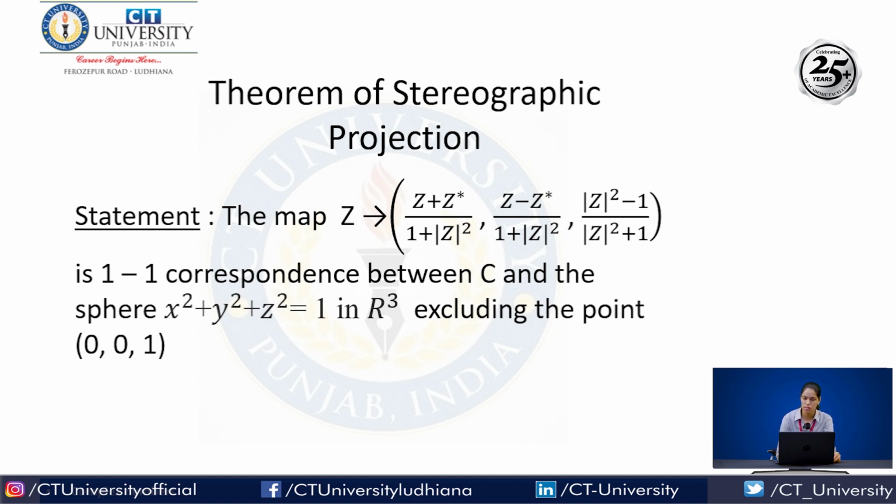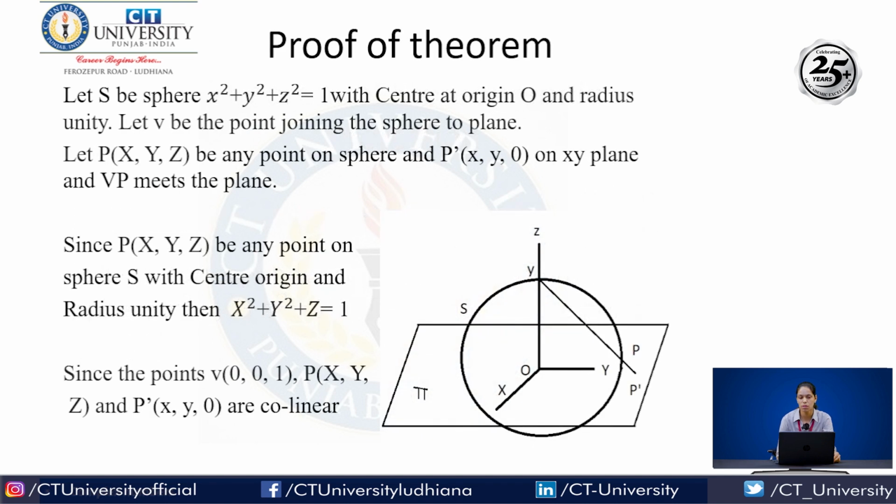This map is a one-to-one correspondence between the complex plane C and the sphere x square plus y square plus z square equals 1 with unit radius in R cube, excluding the point 0, 0, 1. This is the north pole of the sphere. So this is the statement. I hope you really understand it, and let's start the proof of this theorem.